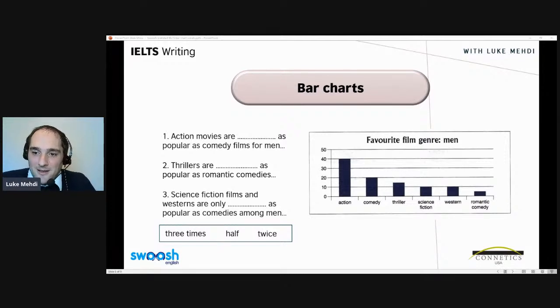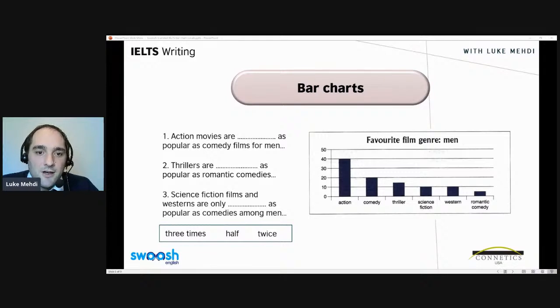Yeah, good, Kristan. Really good. Ella, yeah, good. Well done. So everybody's saying number 1, obviously twice. So we've got 40 and 20. That is, action movies are twice as popular as comedy films for men, with 40% of men choosing this as their favorite film, or something like that. Okay, good.